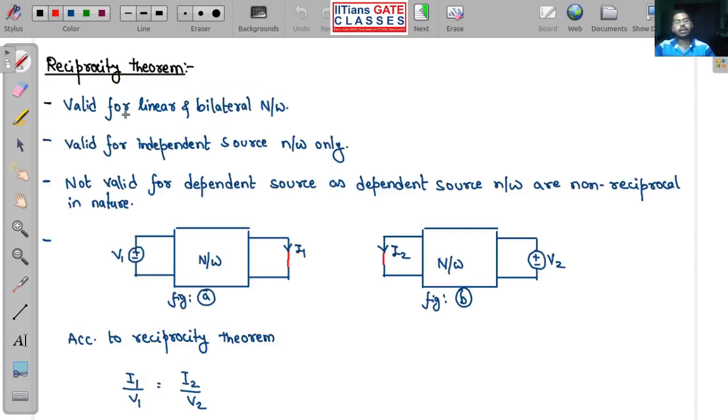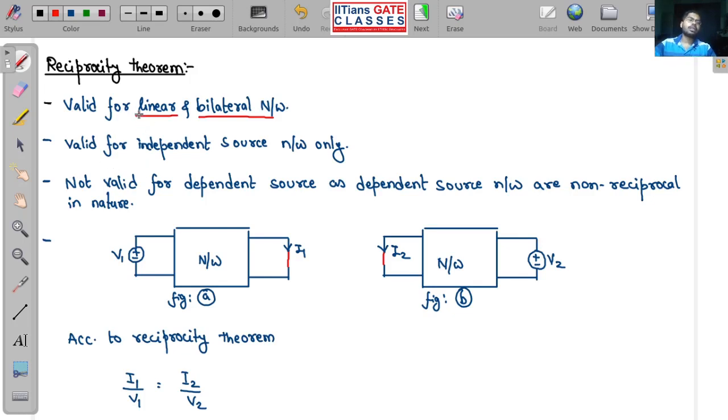Now the next theorem that we have is reciprocity theorem. So what is reciprocity theorem? It is also valid for linear and bilateral network. I have explained what a reciprocal network is in our two-port network lecture, with the help of an example. If you haven't watched that video, just go to lecture number 3 in this playlist, and you will find it there. Again I am going to explain here, it's okay.